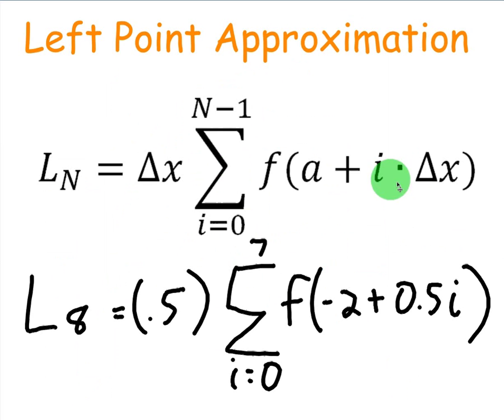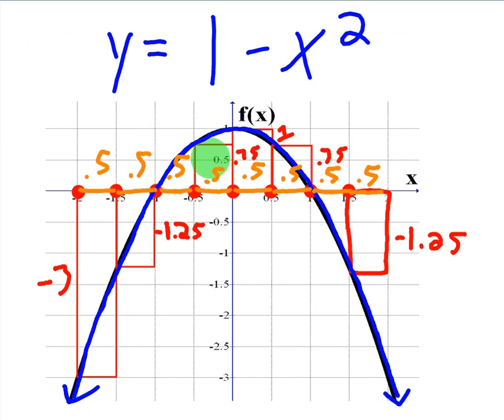Now if you plug in 7 here, basically what that means is you're starting with A and you're hopping 7 spaces over. If you hop 7 spaces over, you land right here. And that's because it's left point. You don't want to include that last point because that's your right point.